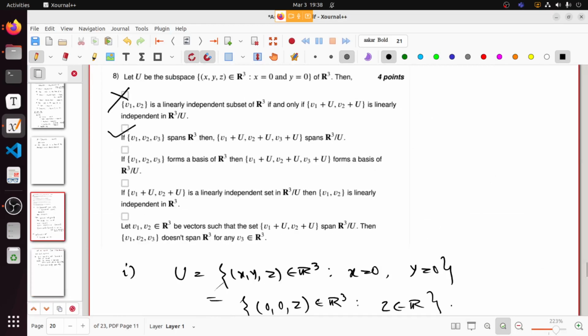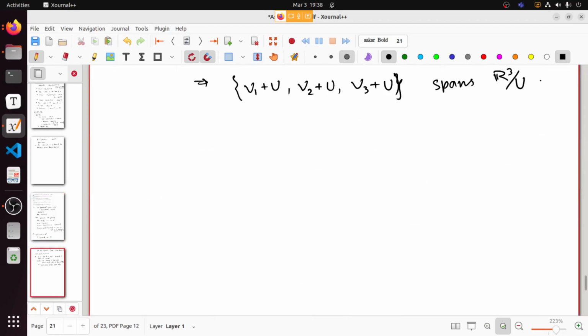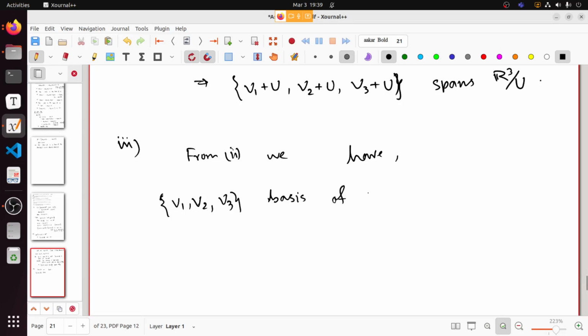If this B1, B2, B3 spans R3, then the corresponding cosets span R3 mod U. Now what is the next option? If B1, B2, B3 forms a basis of R3, then the corresponding cosets form a basis of R3 mod U. You can see from this example itself that this is not true, right? So option number 3: from 2 we have seen, we got B1, B2, B3 a basis of R3, and we have taken B3 to be in U, right?